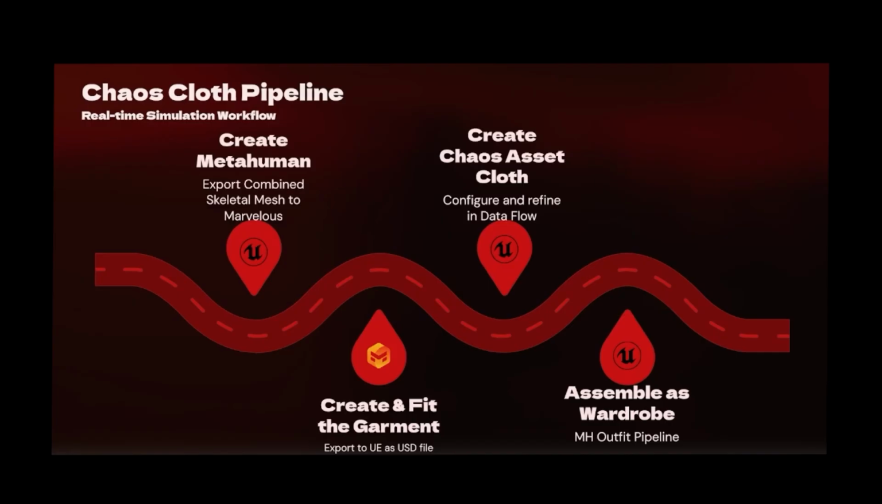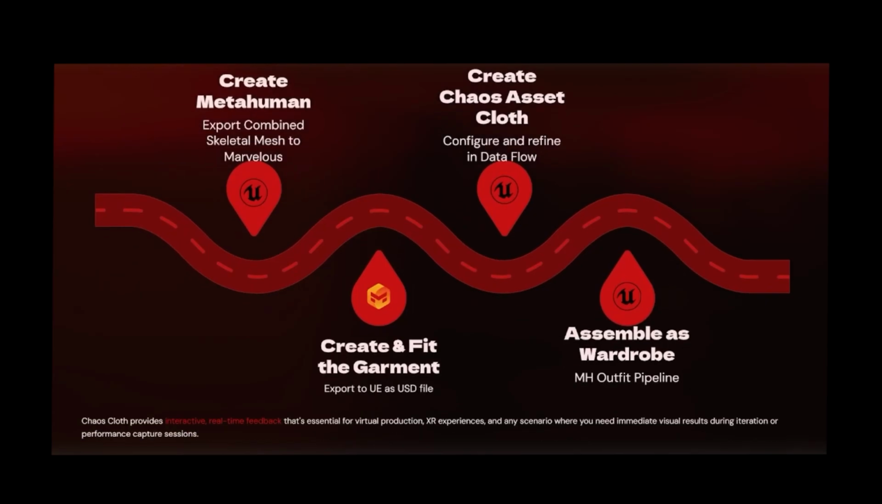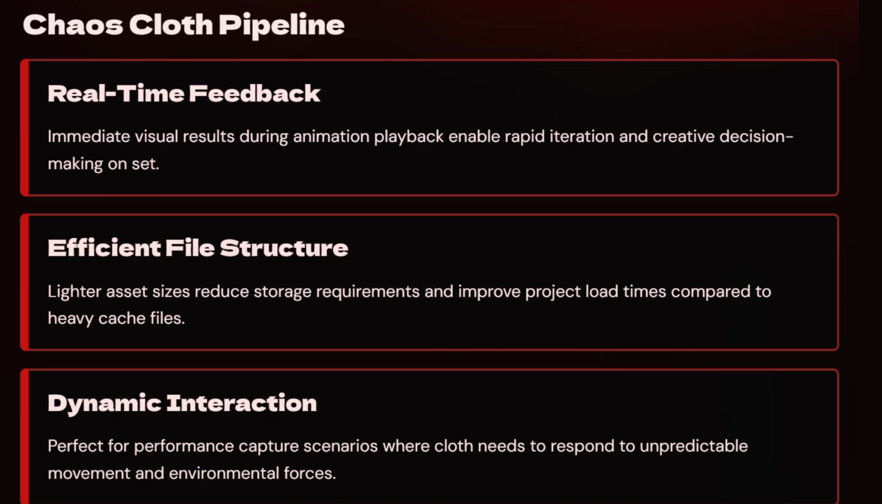Back in Unreal Engine, we'll create a Chaos Cloth asset and begin configuring it using the Dataflow system. This is where you define physics settings, simulation constraints, and refine the cloth behavior to suit your animation needs. Once the Dataflow setup is complete, we'll assemble the garment as a wardrobe asset using the MetaHuman outfit pipeline, integrating it directly into your MetaHuman character.